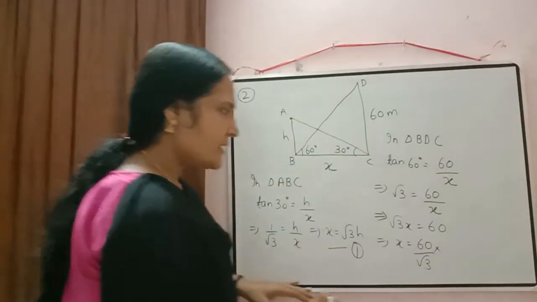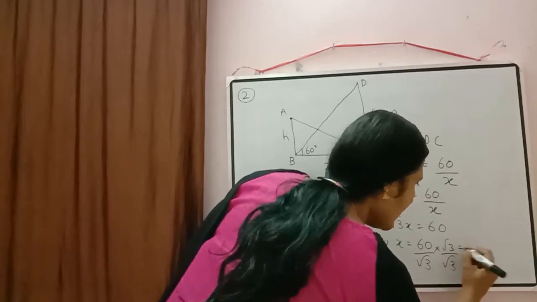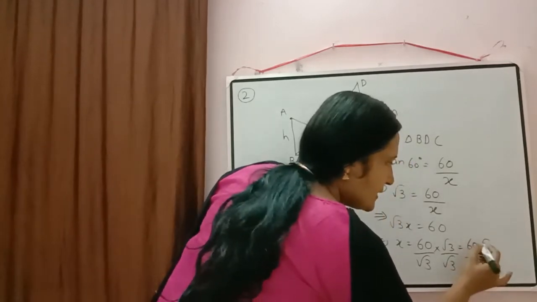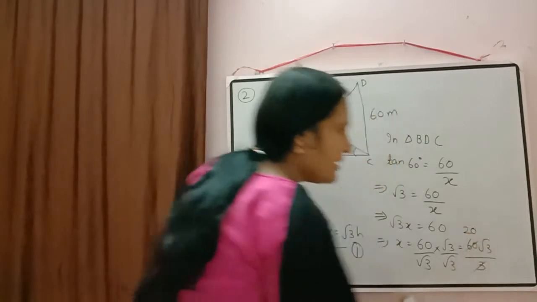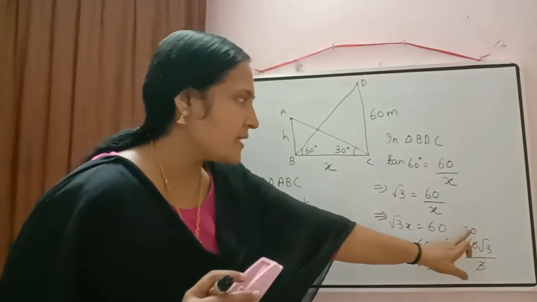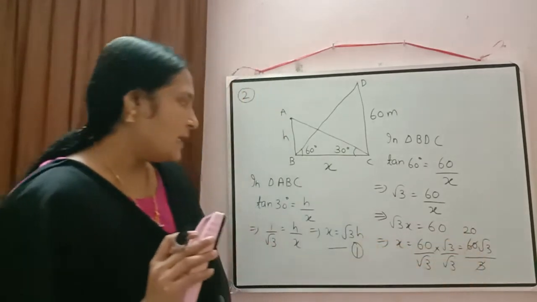What can we do here? We can rationalize it. Then we will get root 3 by root 3, then 60 root 3 by 3. 60 and 3 we can cancel. Then we will get here 20 root 3. So I think till here it is clear. We are getting x is equal to 20 root 3.